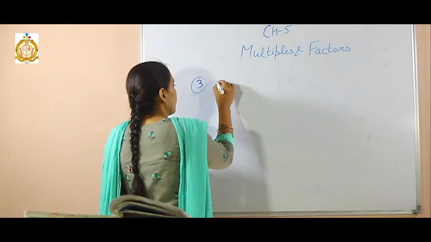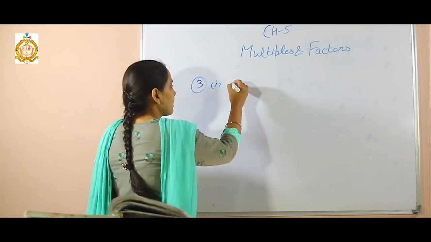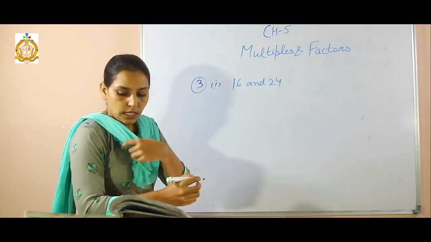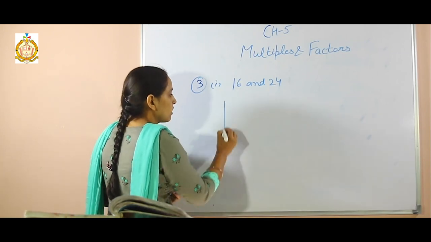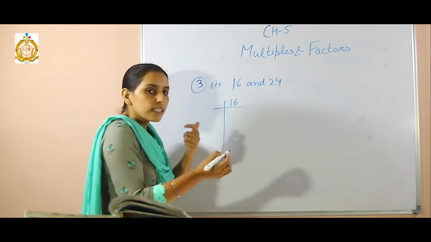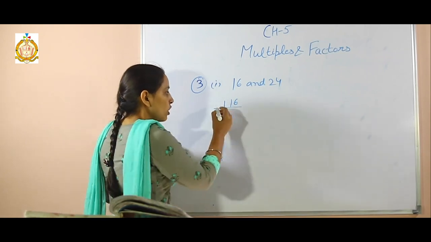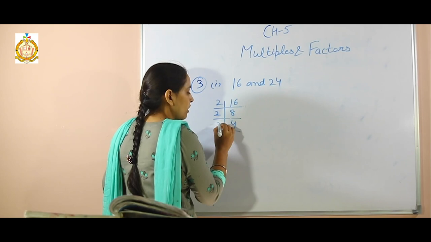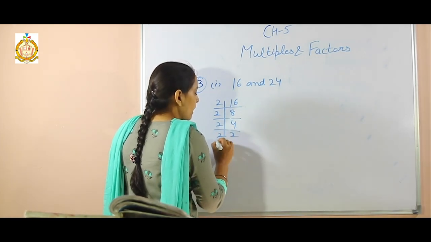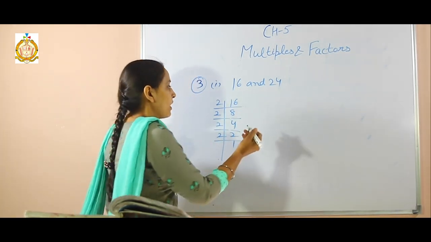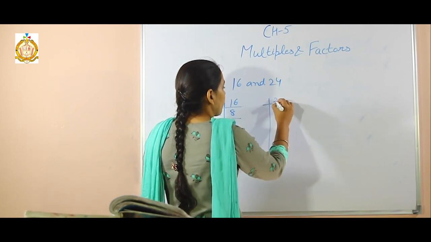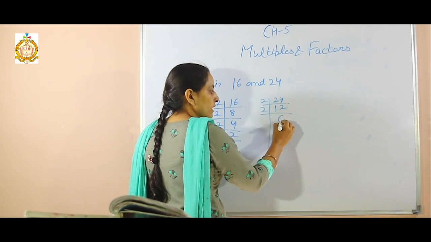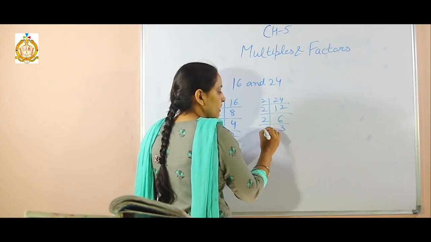Students, first part, 16 and 24 by prime factorization method. First of all, students, draw this one. Now 16 comes in which table? 2 8s are 16, 2 4s are 8, 2 2s are 4 and 2 1s are 2. Next, students, 24. 2 12s are 24, 2 6s are 12, 2 3s are 6 and 3 1s are 3.